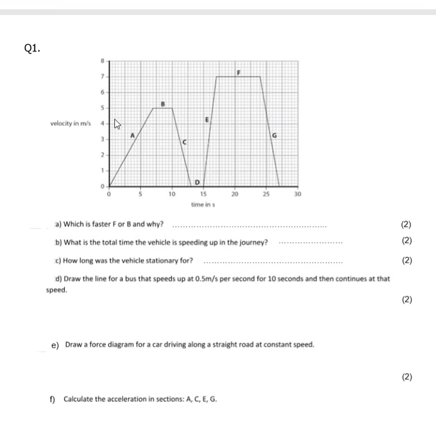Now, this question here is about the graph. So we have velocity on the side, how fast it's going, and time, how long it takes. Now, which is faster, F or B? Where's F? So F is here, and B is here. Now we can see that F is at 7 meters per second, and B is at 5 meters per second. So therefore, the one that is faster is F.